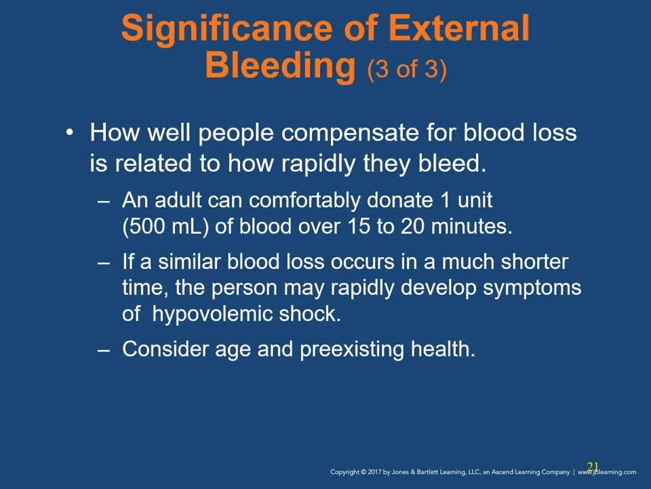How well people compensate for blood loss is related to how rapidly they bleed. An adult can comfortably donate 1 unit, 500 milliliters of blood over a period of 15 to 20 minutes. If a similar blood loss occurs in a much shorter period of time, the person may rapidly develop symptoms of hypovolemic shock. The age and pre-existing health of the patient should be considered. Blood loss is an extremely serious problem that demands immediate attention even before the airway and breathing are addressed.